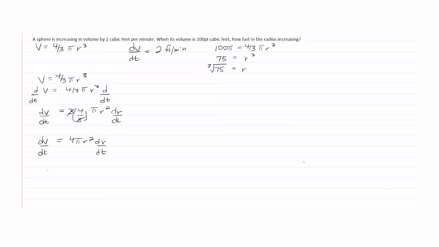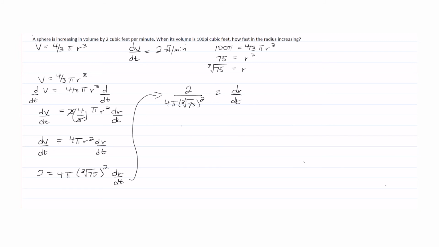So we're going to plug in the information that we have. So we have 2 is equal to 4 pi, and we know what our radius is. We found that our radius is equal to the cube root of 75. So we're going to plug in for our r there, squared, dr/dt. So now we're just going to isolate our dr/dt to find our rate. So 2 divided by 4 pi times the cube root of 75 squared is equal to dr/dt.